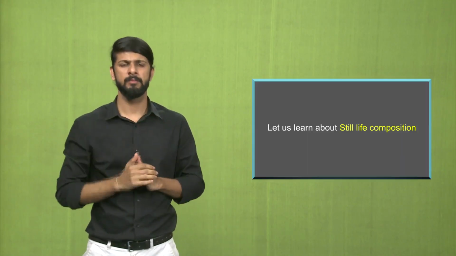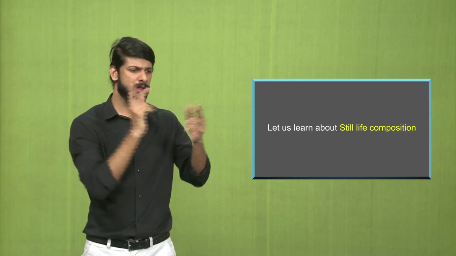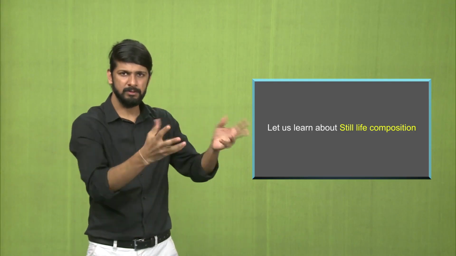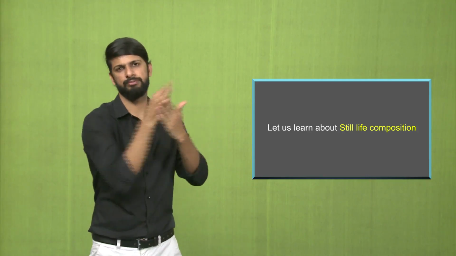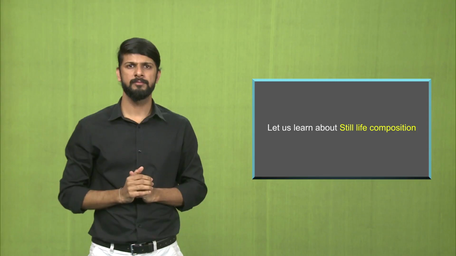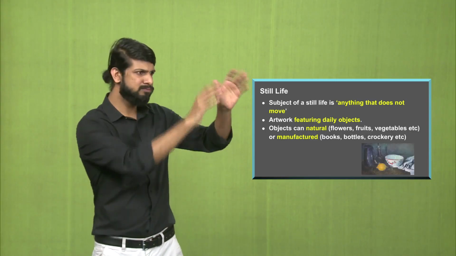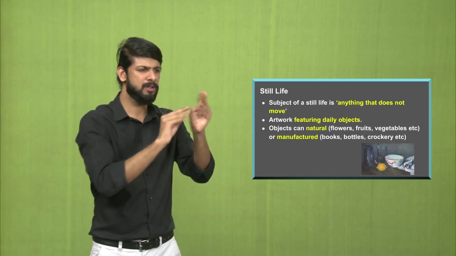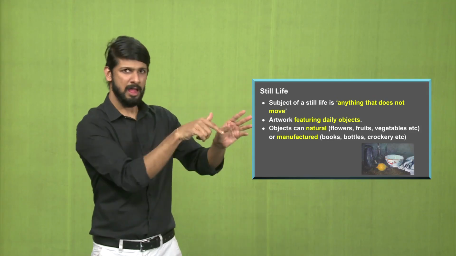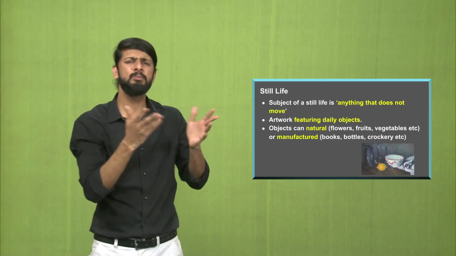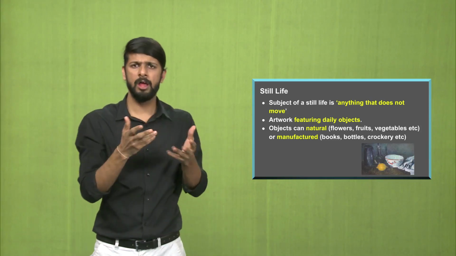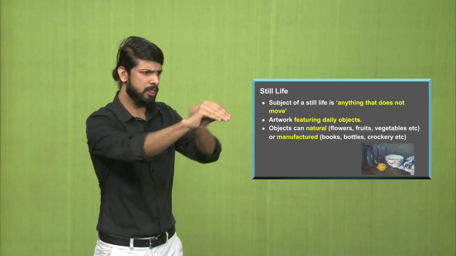This is lesson number 18, Composition, part 2. Now we learn about still life composition. The subject of a still life is anything that does not move. So the objects are inanimate.